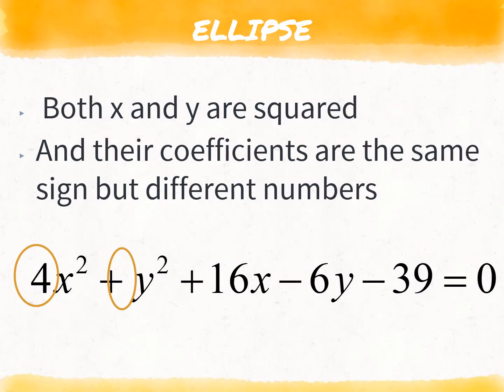I know this equation is an ellipse because both the x and the y are squared. It's addition between the squared values, and the coefficients are different numbers, right? An ellipse needs to be a circle squished. So the length and the width should be different, right?